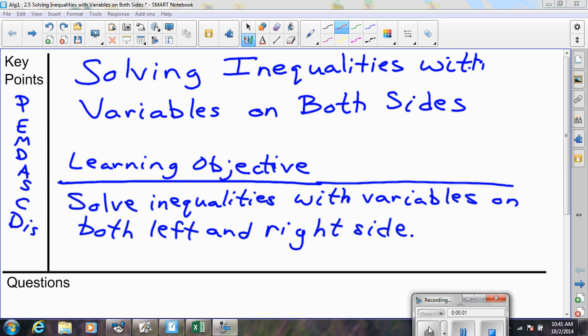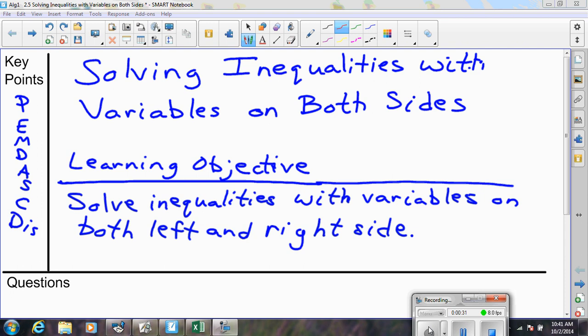In this video, we'll discuss solving inequalities with variables on both sides. There's only one learning objective. We've already spent a lot of time looking at solving equations and solving inequalities. Well, we're going to continue this path that we were doing before. If we put variables on both sides of an equation, we'd seen how to do it. We're just going to see that same strategy applies when we have an inequality symbol as well.